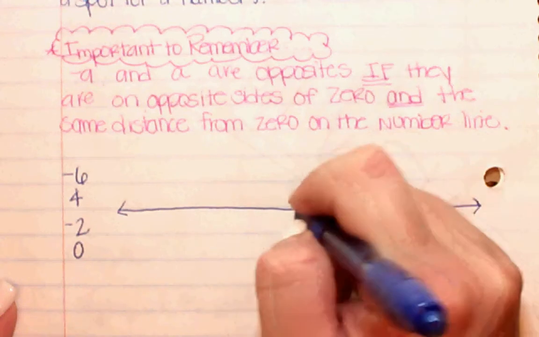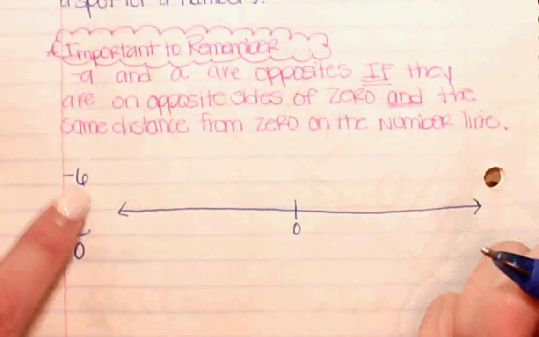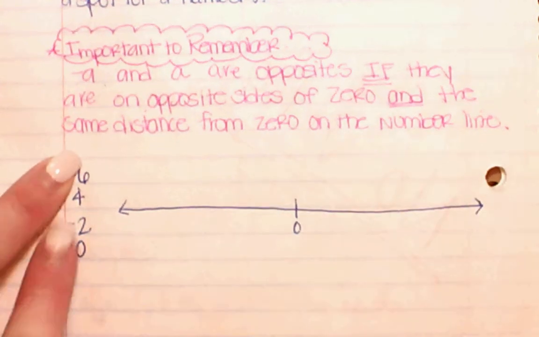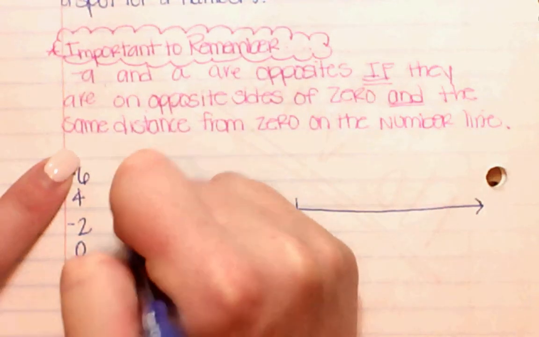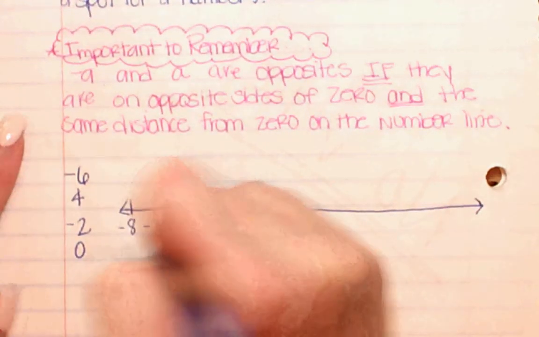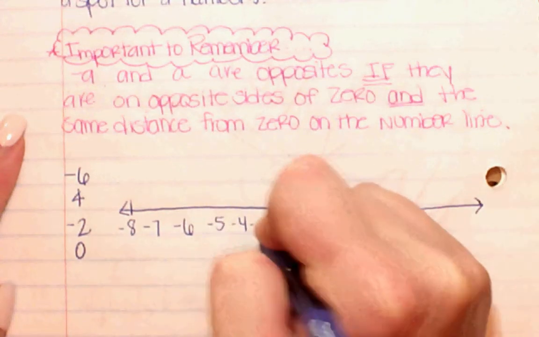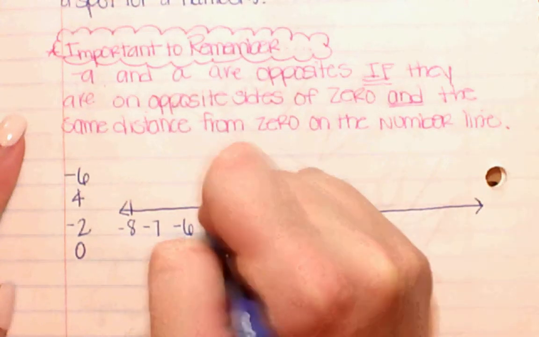I know 0 is going to go in the middle, and I'm going to go past this number because that is the biggest number, not looking at the signs, just looking at the numbers by themselves. 6 is the biggest, so I'm going to go past 6. So -8, 7. You have to squeeze it in. Do your best.